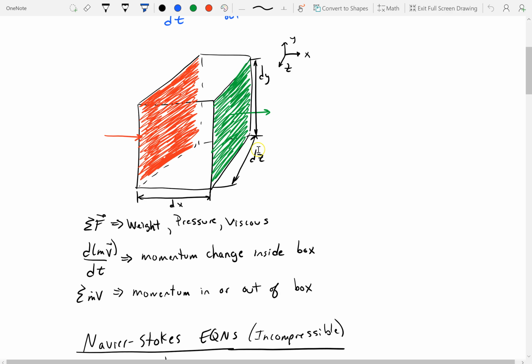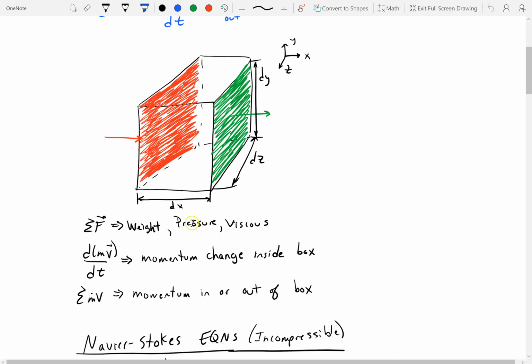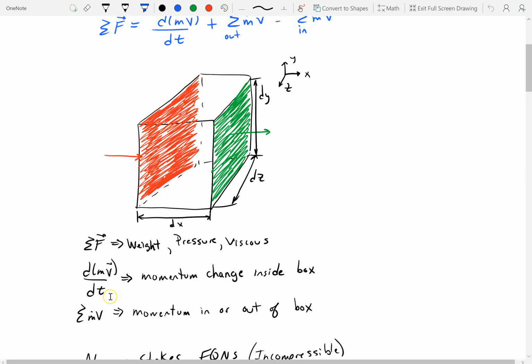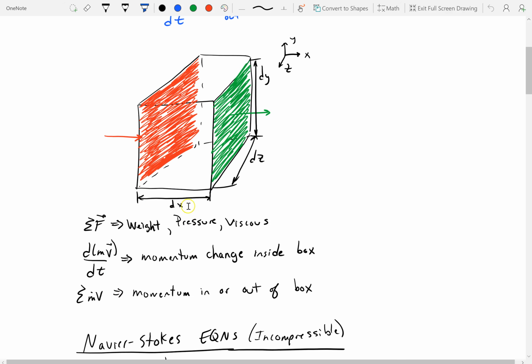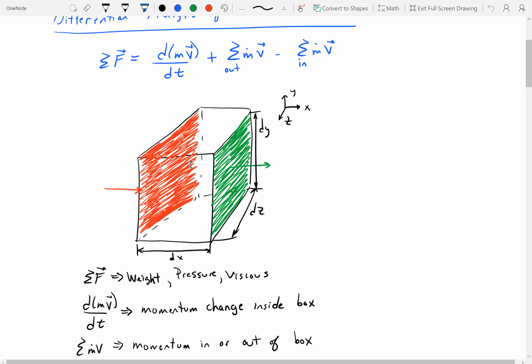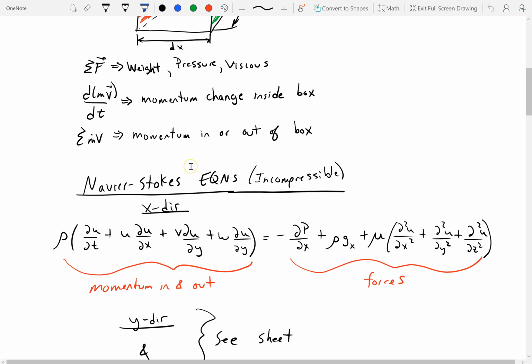The derivation is a lot more complicated, so I'm just going to briefly review some of the forces. We have weight, we have pressure, and viscous shear forces. The change of mv over dt is your momentum change inside the box, and then these are the momentums in or out of the box on the surfaces. When you do the differential analysis, the book has it, you end up getting momentum equations.